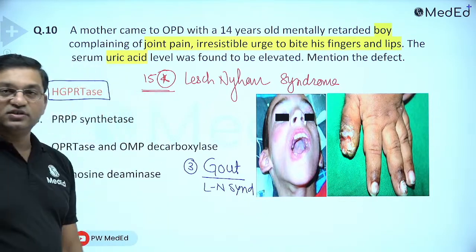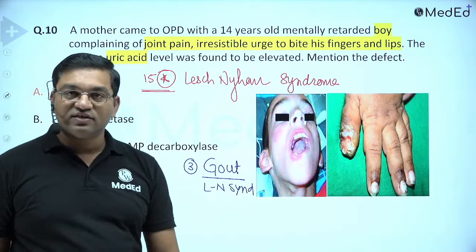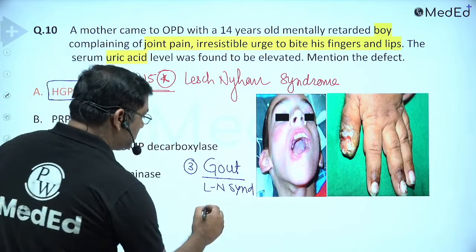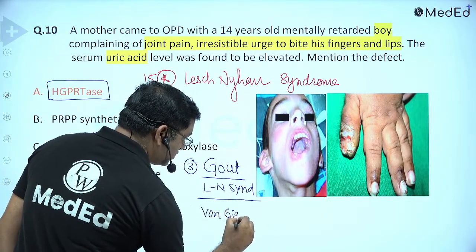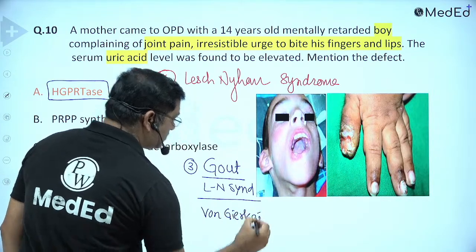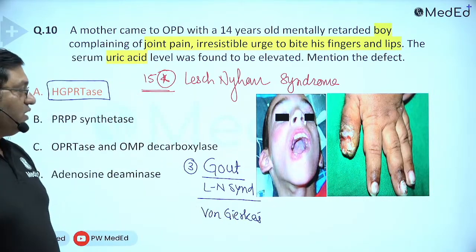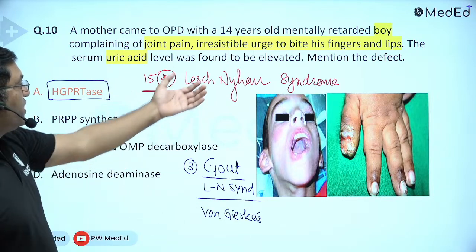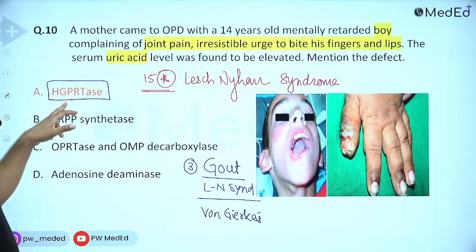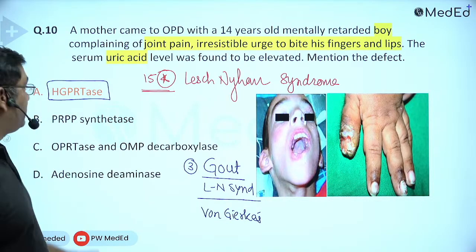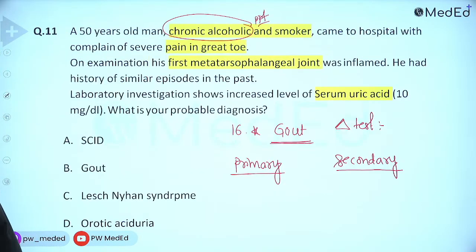Second important disease in which uric acid level increases. And the third important disease is von Gierke's disease, that is a glycogen storage disorder. This is the third disease in which uric acid level increases. Okay, so uric acid level elevated along with this feature indicates Lesch-Nyhan syndrome due to the defect in HGPRTase. Got it? Now the gout.